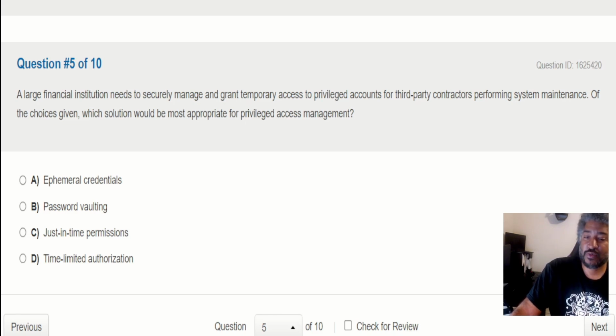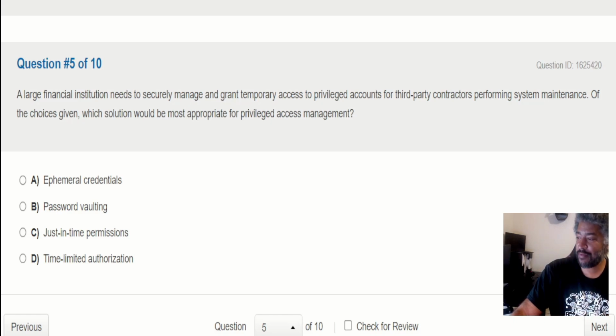Okay, so this one's a bit of a tricky question to answer. The answer kind of relies on the question. There are some key things in the question that we can delve into to eliminate a few of these options. First and foremost, we are trying to grant permissions and access to a third party for performing system maintenance. So their time in our system is very limited. That is the key word here.